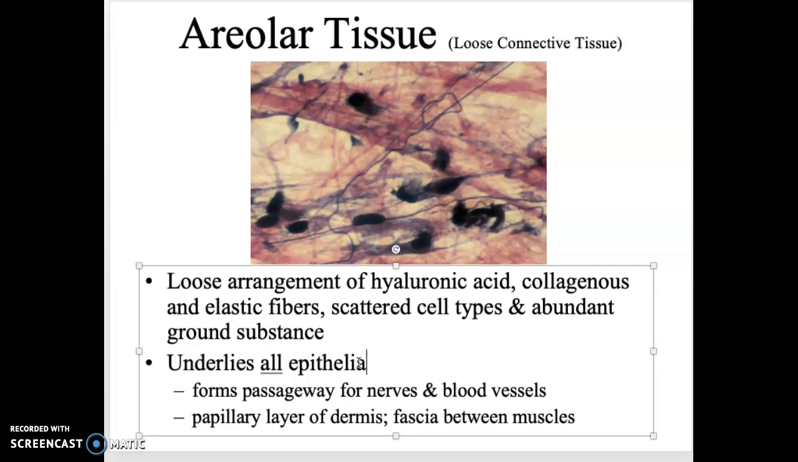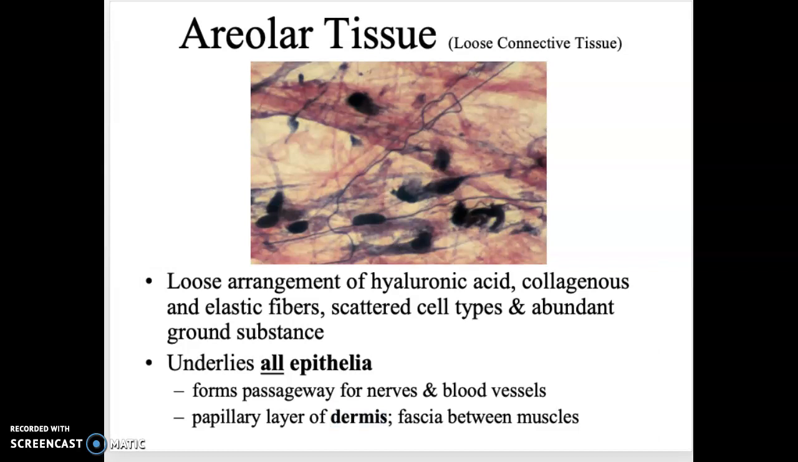underlies all your epithelium. So this provides a structural support for all the nerves, all the blood vessels, and anything else that needs to be within here, like your immune system. This you find in the dermis, which is a layer right below your skin.